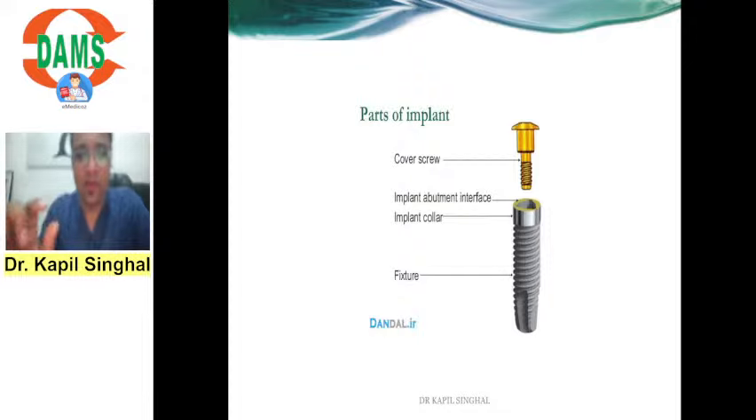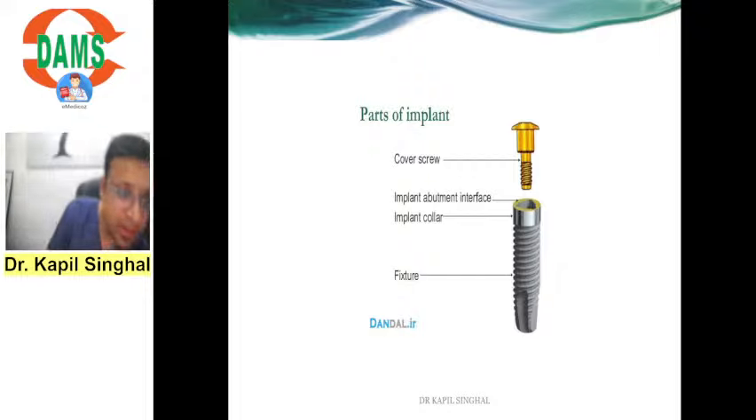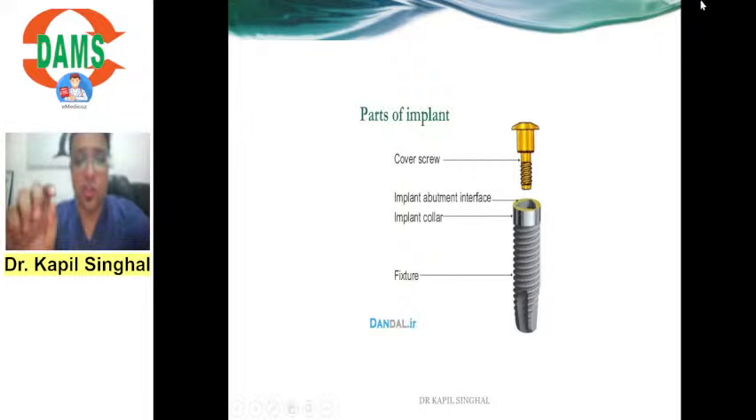They may ask you, what is a cover screw? The role of a cover screw is to prevent anything from going inside the implant during the healing phase, during the time when that implant is osseointegrating with the bone. So if you get a picture or diagram and they ask you, what is this? This is a cover screw, and its role is to prevent anything from going inside this implant, which is a hollow structure.